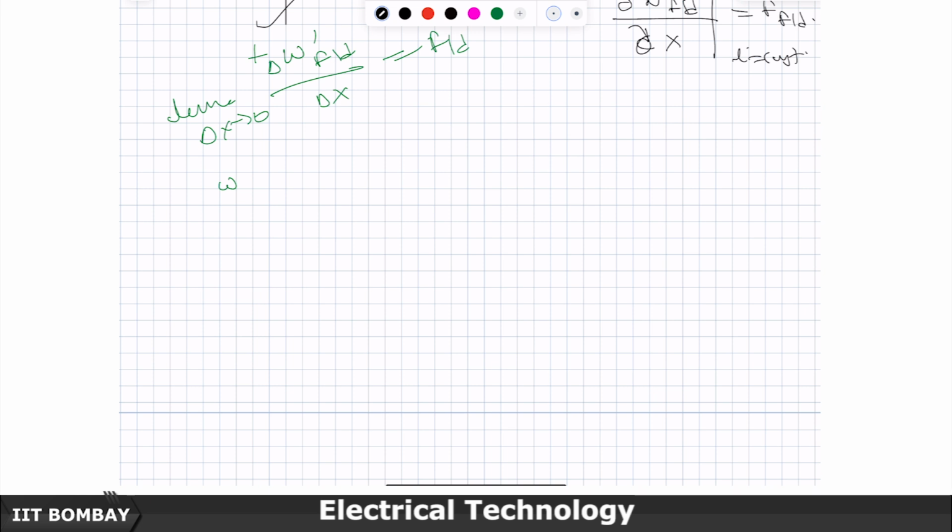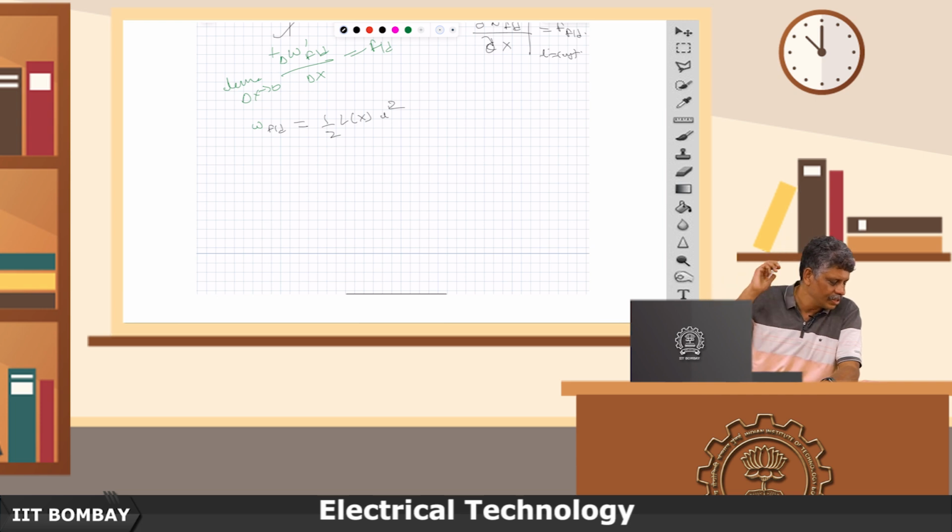We calculated that the W_fld will be half of L times I squared. Once x is fixed, L is only a function of x, and in that plunger setup example, mu r was infinity. So, L was only a function of x and is not really a function of I. So, the magnetic field energy and the co-energy are going to be one and the same, and W_fld dash we had already derived is equal to half of L of x I square.